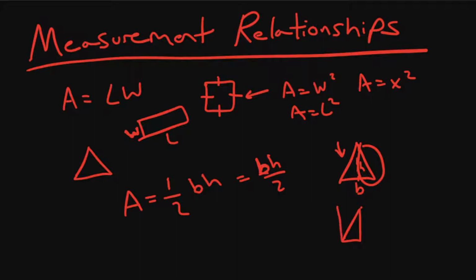Upside down, you could piece it into there. That's why it's base times height over 2, because you have the height and then the base over 2 is this. So it's kind of like finding the area of a rectangle. Kind of interesting.